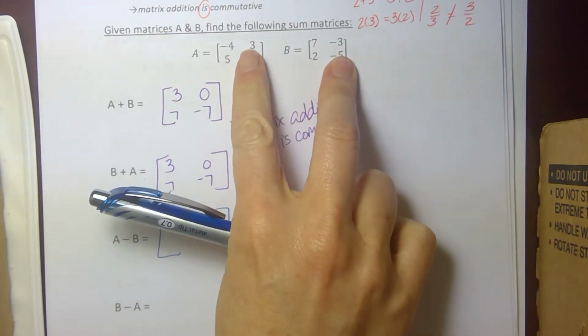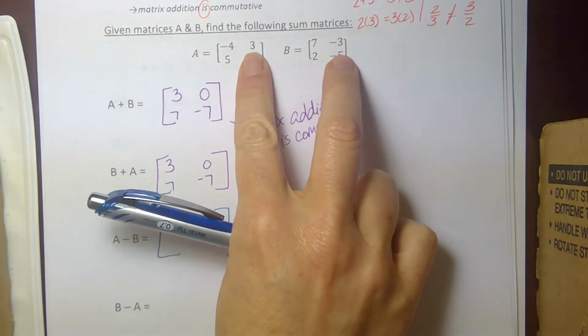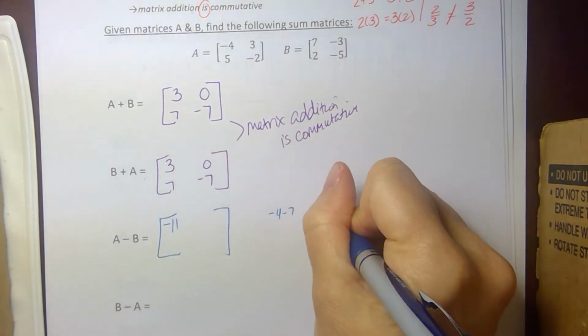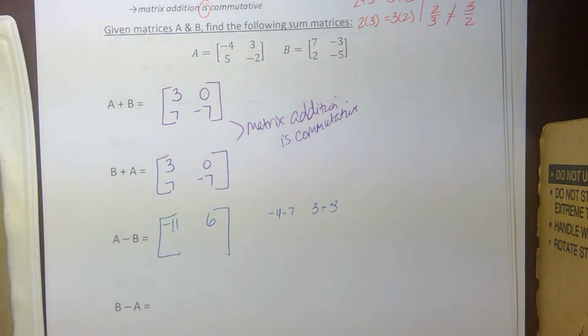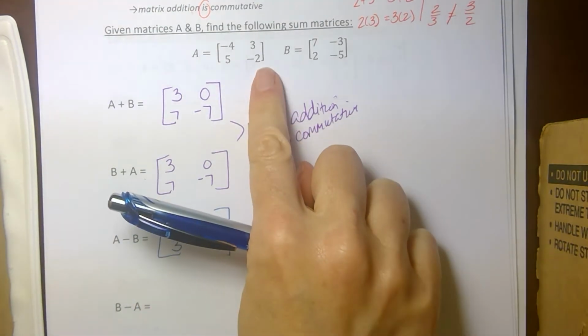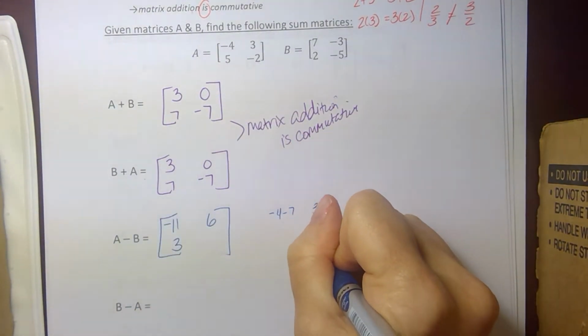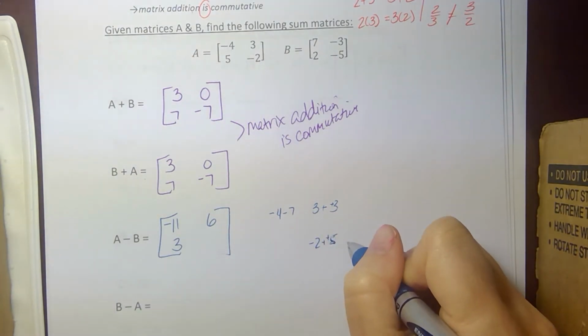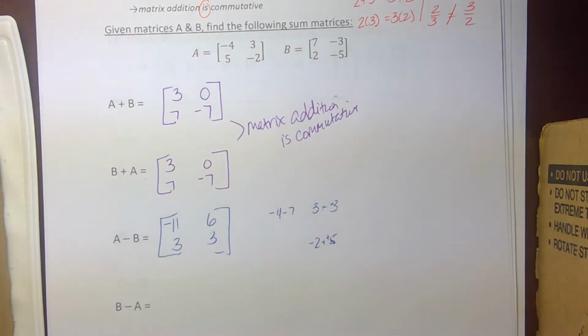And then if I move over, I have 3 minus, because I'm subtracting, a -3. Well, 3 minus a -3 becomes 6. 5 minus 2 is 3. -2 minus -5 is the same thing as -2 plus 5, which is a +3. So that was A minus B.